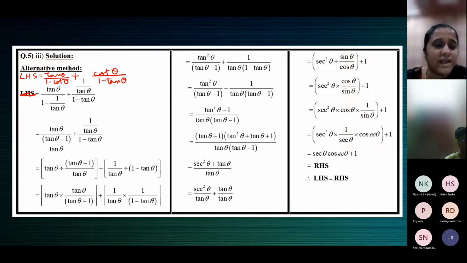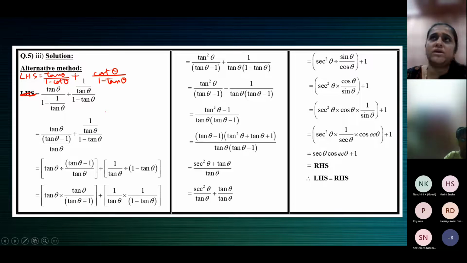So in the next step, you can see tan theta in the numerator, as it is divided by cot theta, is 1 by tan theta. So 1 minus 1 by tan theta, plus in the numerator we have cot theta, which is 1 by tan theta, divided by 1 minus tan theta. So there's no cot now. It's all tan. Now, that's all.